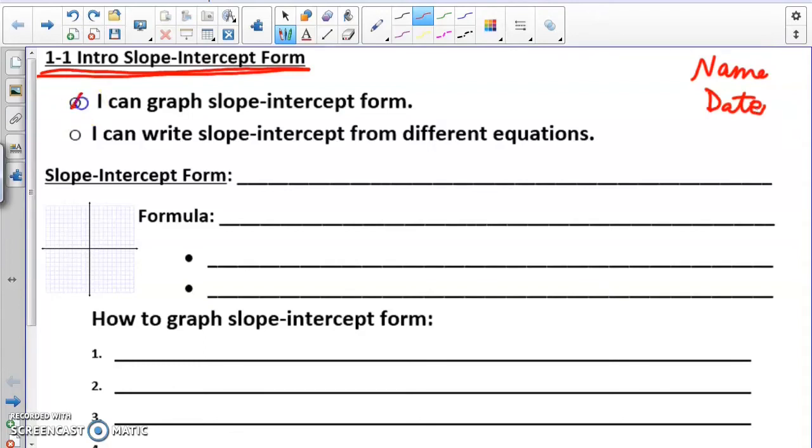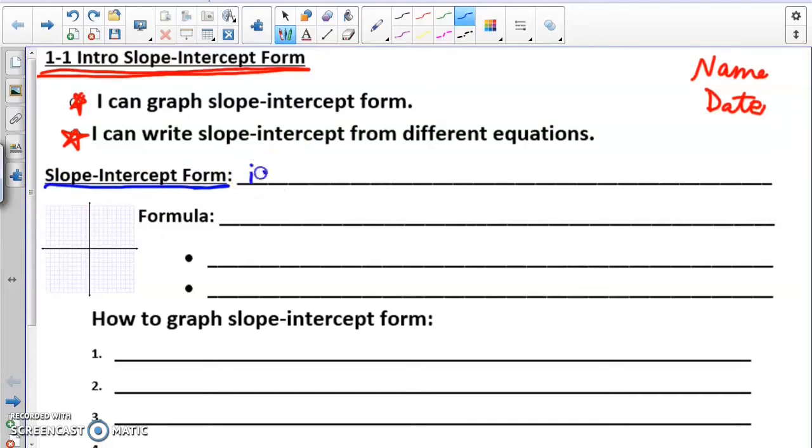We have two learning targets today for our slope-intercept form. The first one is that I can graph slope-intercept form, and our second one is I can write slope-intercept form from different equations. Hopefully slope-intercept form's jogging your memory, and we'll get started. Go ahead and write down our very first vocab, slope-intercept form.